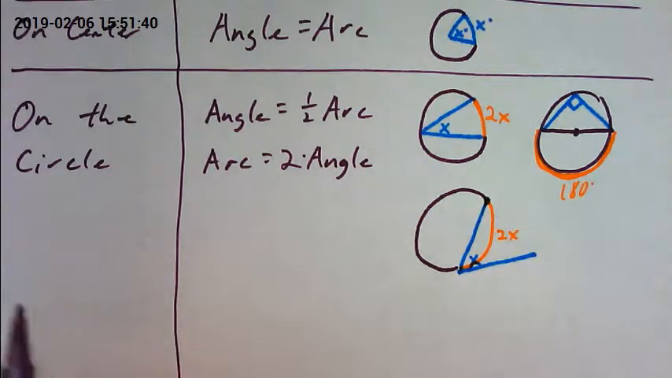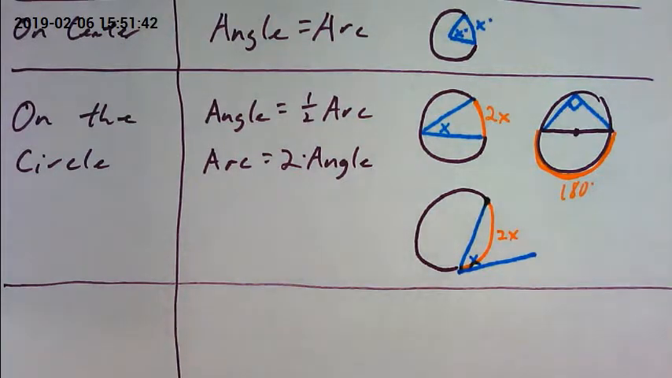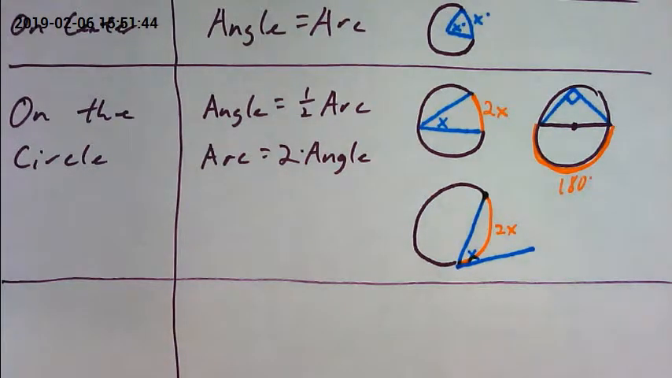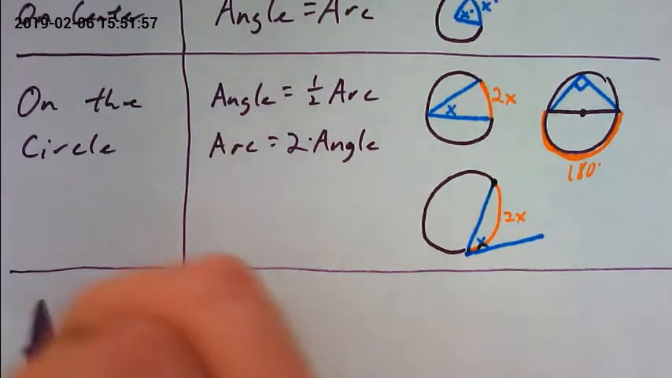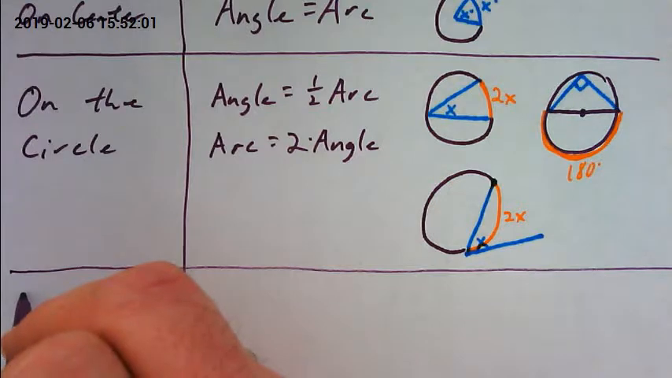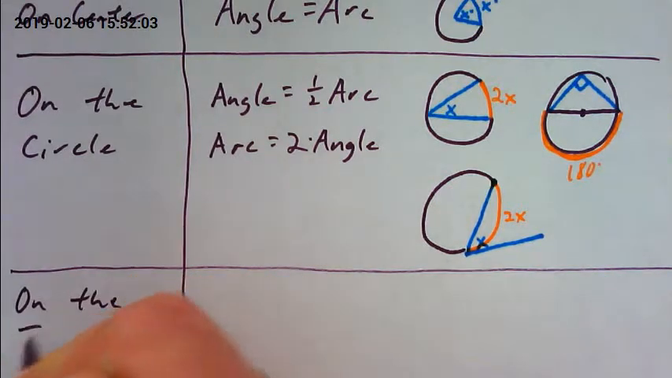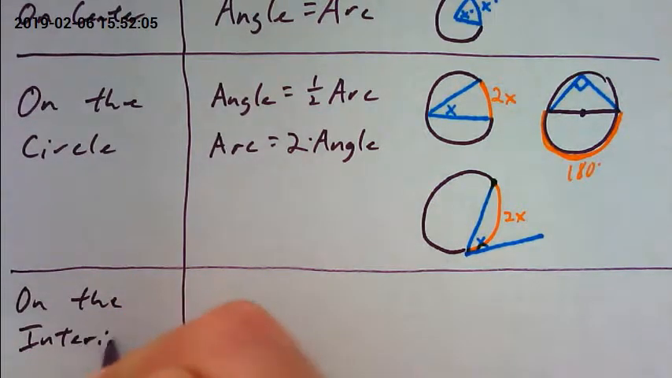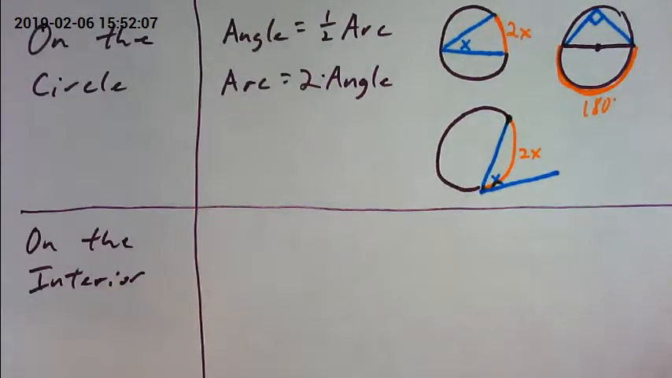Now, there's two other places that you could have an angle. You could have an angle somewhere on the interior of the circle, anywhere but the center, but it also works for the center. So anywhere on the interior, this next property works. So, angle position will be on the interior of the circle.